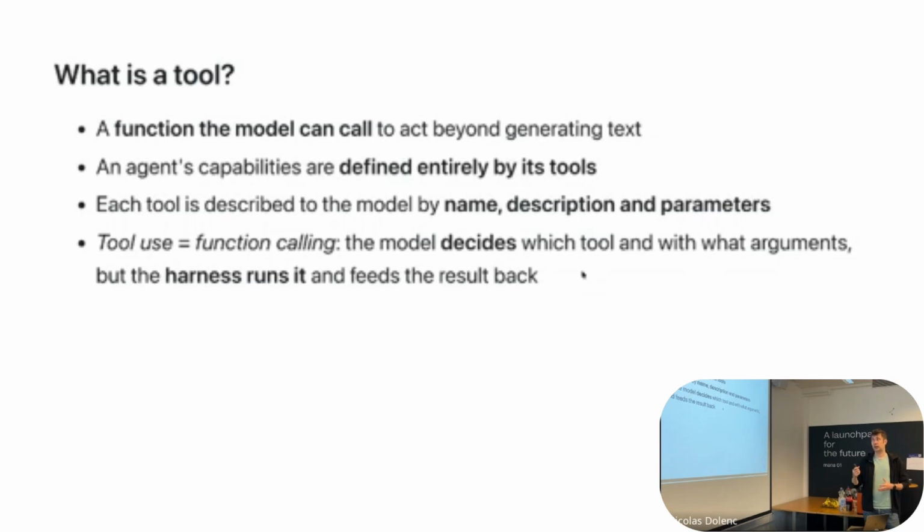And what the model sees is the name, the description, so what does that function do and when should it be used, and the parameters it accepts, as well as the return value. So tool use is nothing other than function calling. And again, just to recap, the model decides which tool to call. But it's actually the harness that runs it.